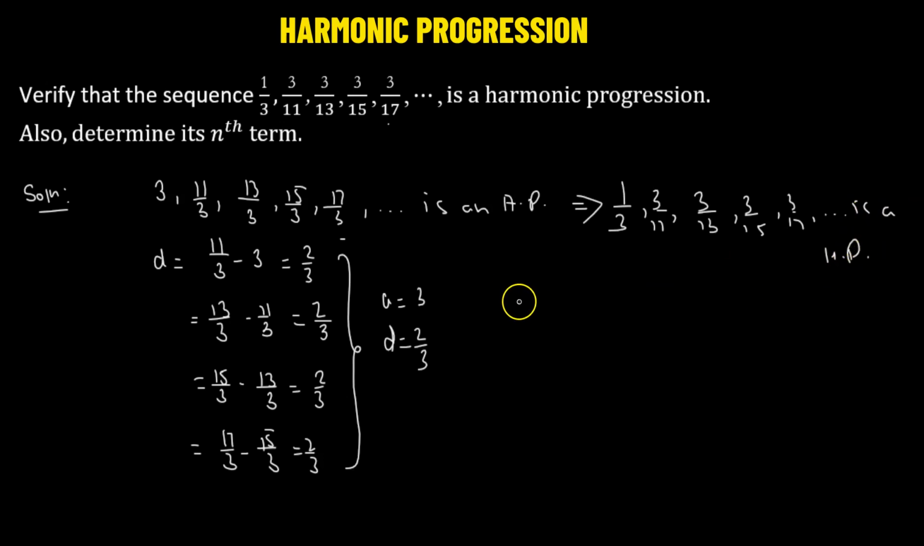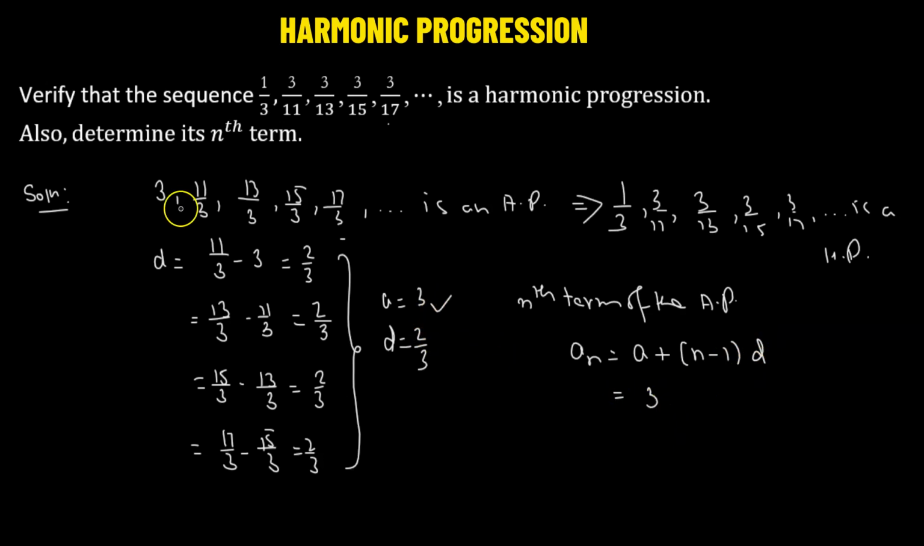Okay, now let's try to find out the nth term of the arithmetic progression. The nth term, which is an, is given by the first term plus n minus 1 times the common difference d. What is a here? A is 3. So be careful. We have to consider the arithmetic progression, not the harmonic progression. 3 plus n minus 1 times the common difference, that's 2 thirds. So we have 3 plus 2n over 3 minus 2 over 3.